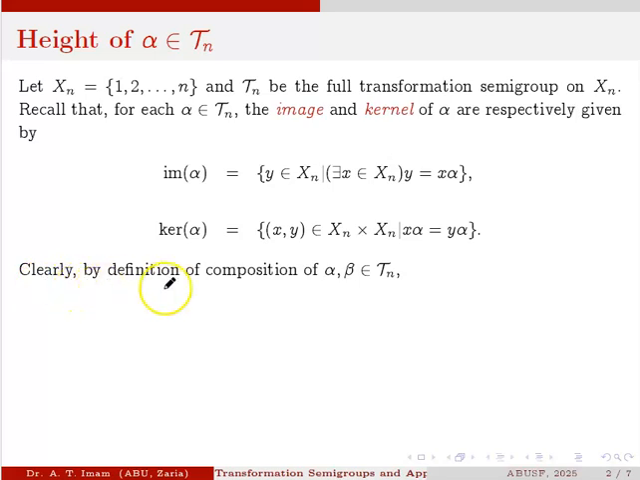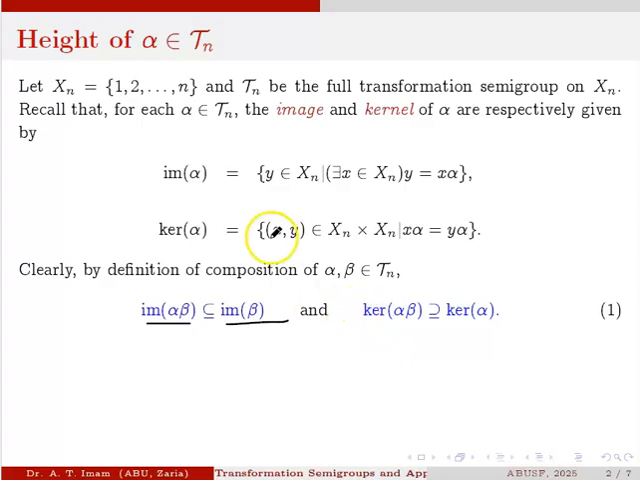It is clear from the very definition of the image and the kernel of alpha that if one takes two finite full transformations alpha and beta in Tn, then the image of the product is contained in the image of beta, the second factor. If you compose two maps, because we are composing from left to right, we are applying alpha first and then beta. So at the end of the day, the image of the product will be picked from members of the image of the last factor. Therefore, Im of alpha beta is always contained in Im beta.